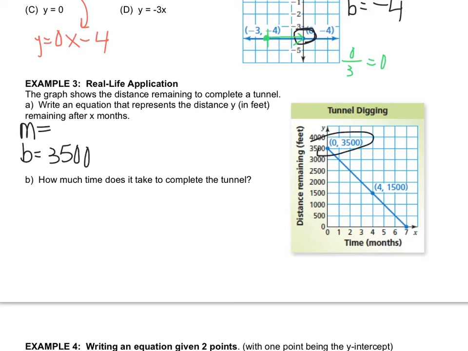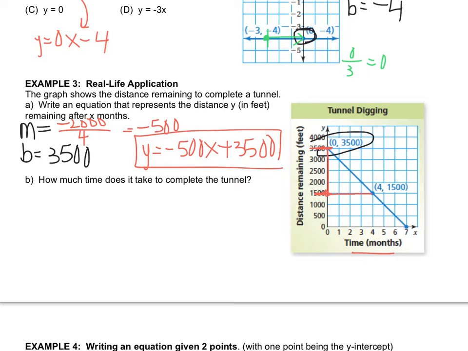And the m is a little trickier. Here's why it's tricky: it's not just counting boxes. Even though it's down 4 boxes, it's not going down 4, because it went from 3,500 down to 1,500. So that's actually down 2,000. You have to look at the numbers because it doesn't always go by ones. But the time is going by ones, so you can count 1, 2, 3, 4. That means the slope is -500. So the equation would be y equals -500x plus 3,500.